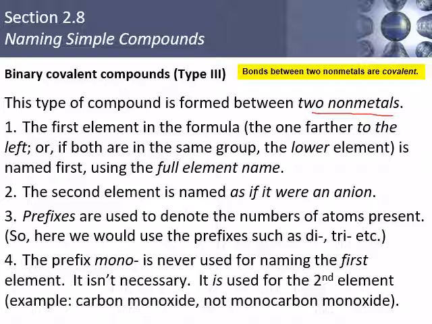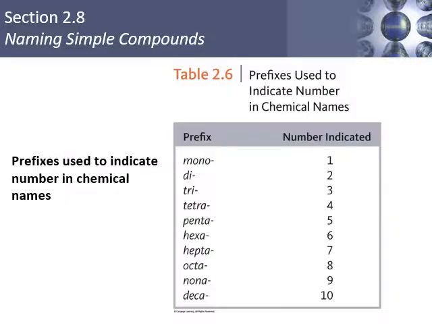If I have CO2, I call it carbon dioxide. If I have CO, I call it carbon monoxide, where the mono means 1. Now you'll notice that I didn't put mono in front of the carbon or the nitrogen, and the reason is because for the first word in the name, you don't have to put mono. Unless you put di or tri, it's assumed to be mono. Next slide. So here are the prefixes. Mono is 1, di is 2, tri is 3, and so forth. Next slide.